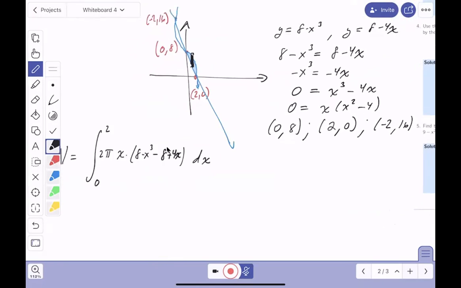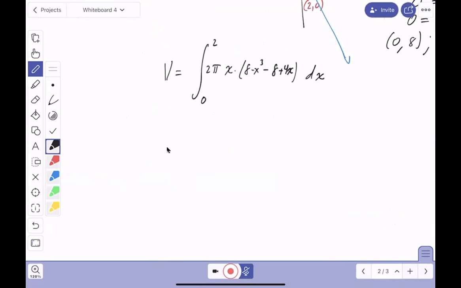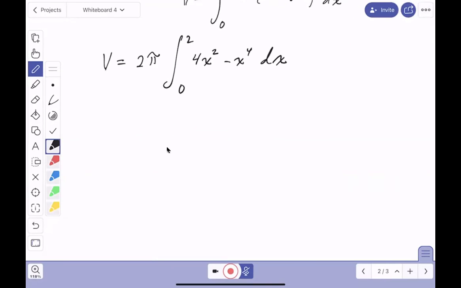Okay, let's keep moving. And I'm going to do the integration now. So 2 pi, 0 to 2. The 8's disappear. And you're going to get 4x squared. Again, you need algebra skills to do this. So the 8 disappeared because 8 minus 8 is nothing. Then I get 4x squared minus x to the 4th power dx. Let's keep moving forward.